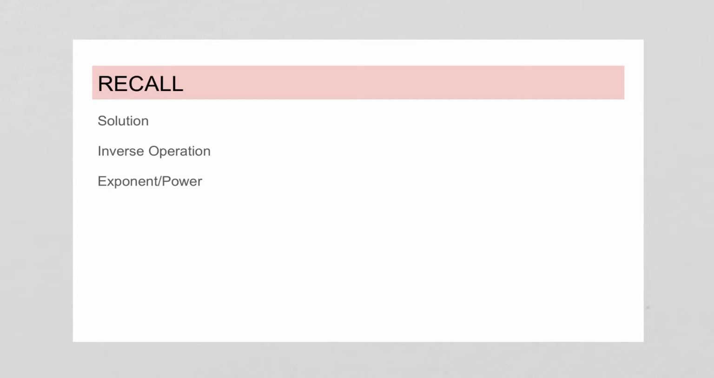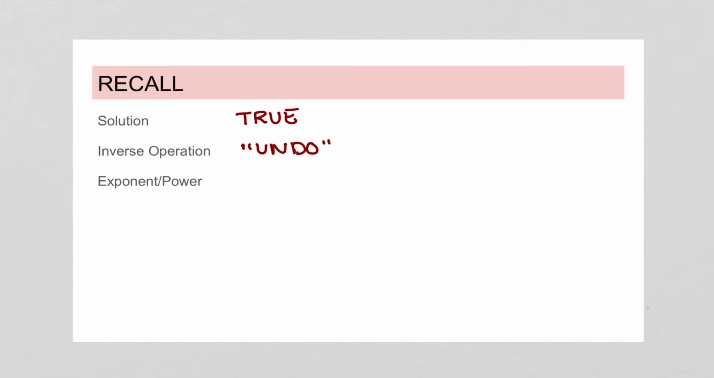All right, let's begin as we always do by reviewing some important vocabulary. When we are talking about a solution, we're talking about a value that makes the statement true. We know that an inverse operation is kind of like the undo button for the math world. It's kind of like Control-Z. So it's what takes us back to, or undoes, or is the opposite of whatever operation is listed.